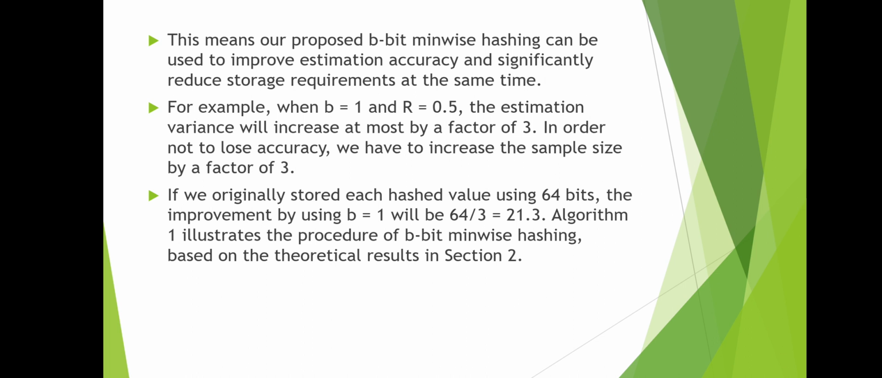For example, when b equals 1 and R equals 0.5, the estimation variance will increase at most by a factor of 3. In order not to lose accuracy, we have to increase the sample size by a factor of 3. If we originally stored each hashed value using 64 bits, the improvement by using b equal to 1 will be 64 by 3, equal to 21.3. Algorithm 1 illustrates the procedure of b-bit minwise hashing based on the theoretical results in section 2.